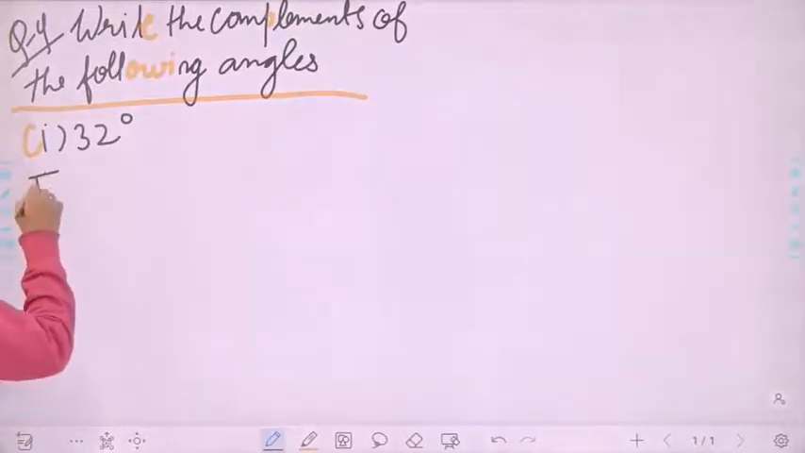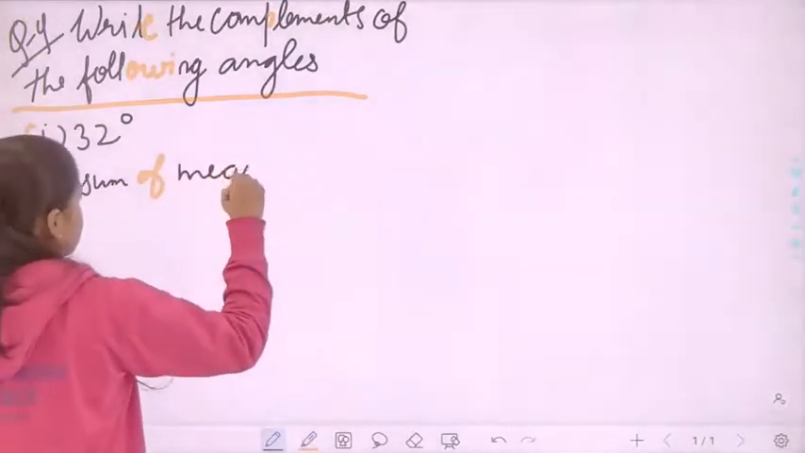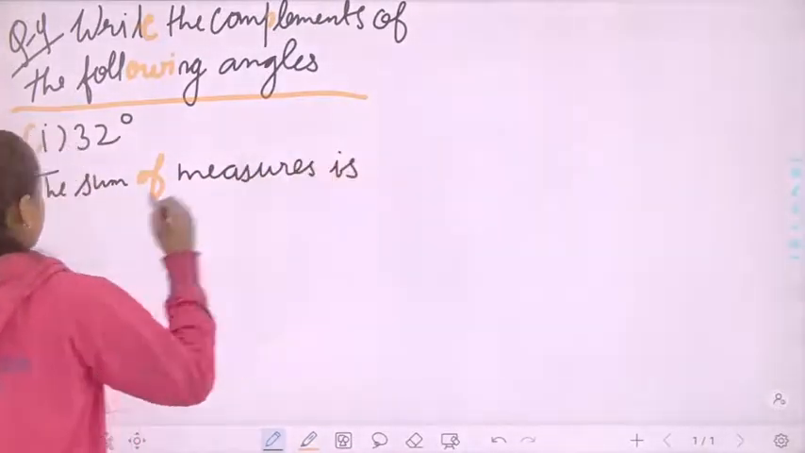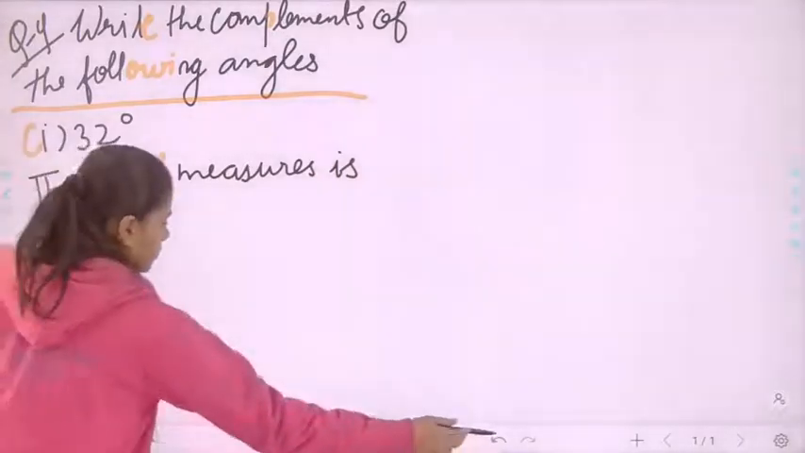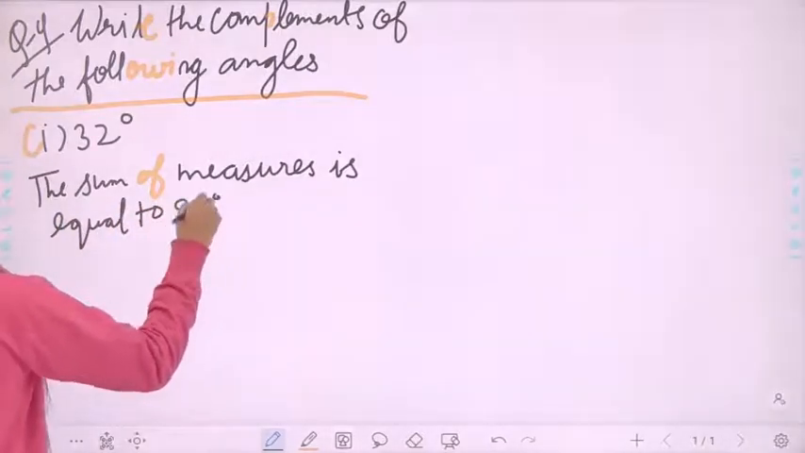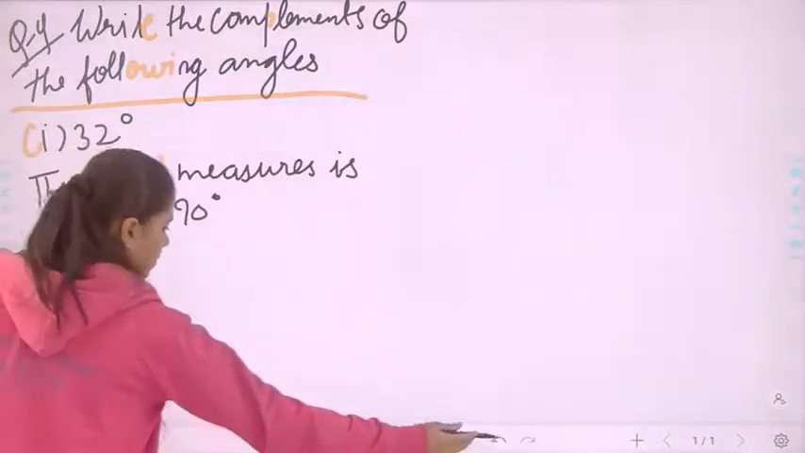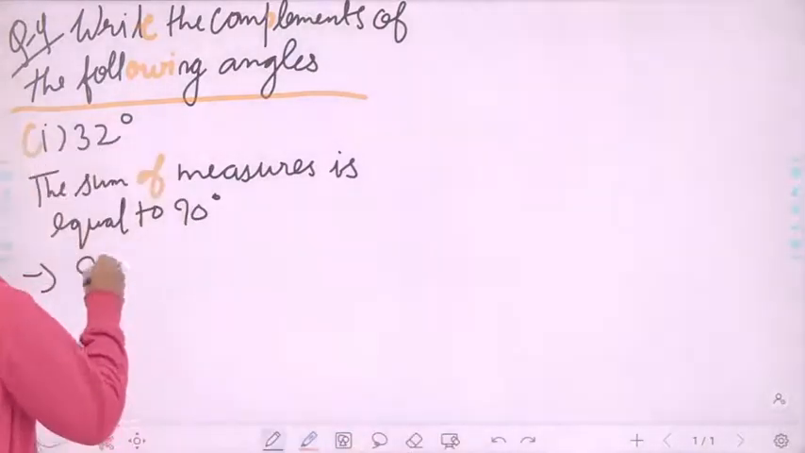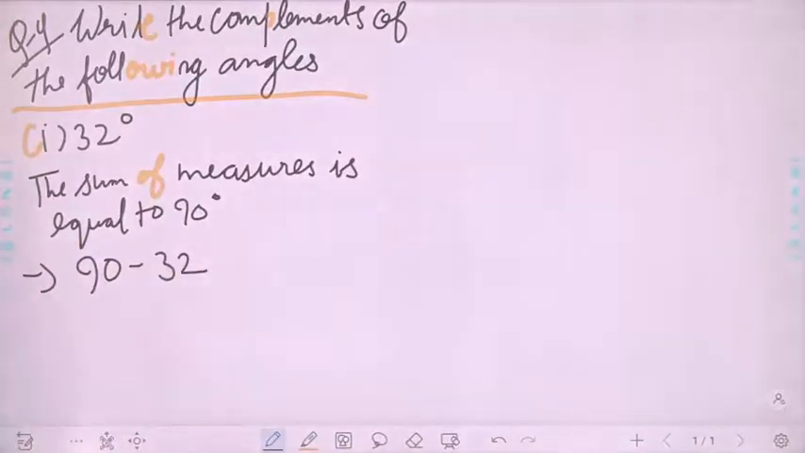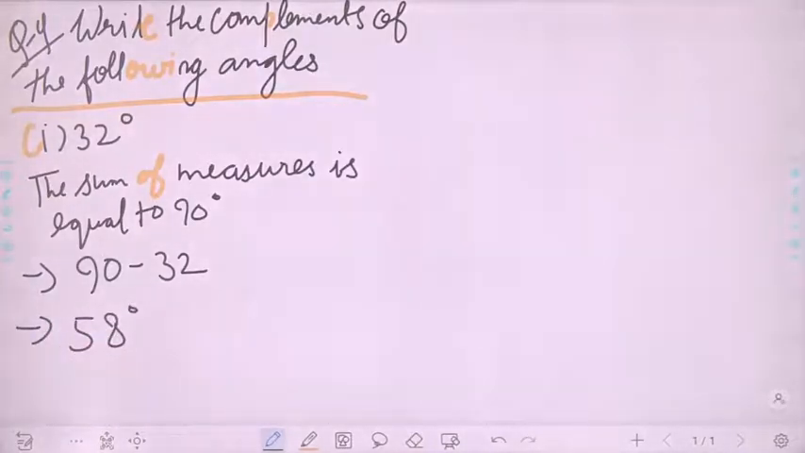Now, the sum of measures is equal to 90 degree, right? Now 90 minus 32, 90 minus 32, it will be 58 degree, right students? Now move to the next, that is second one.